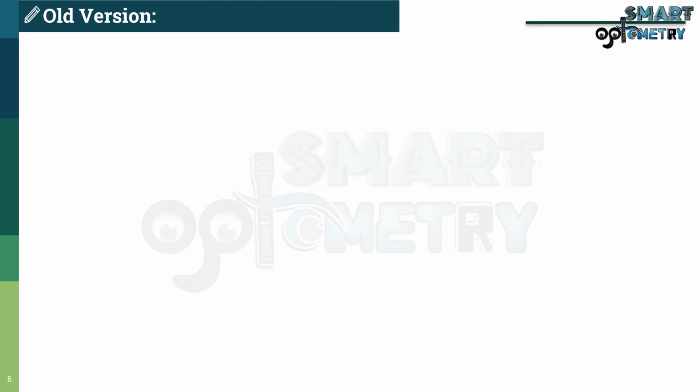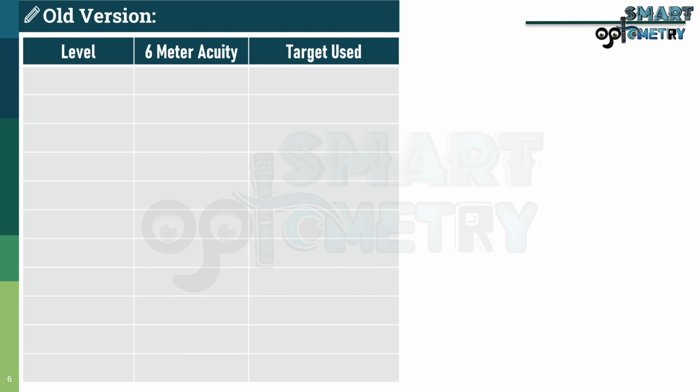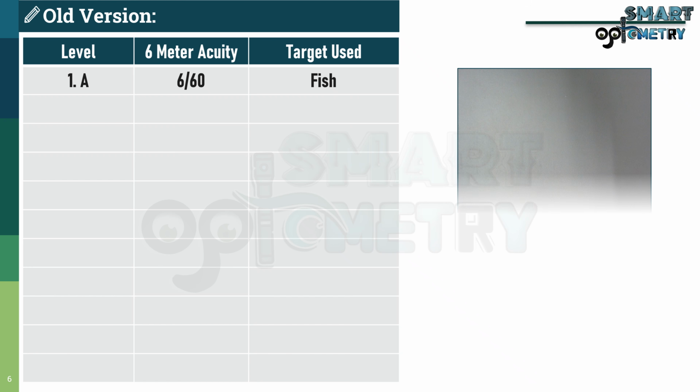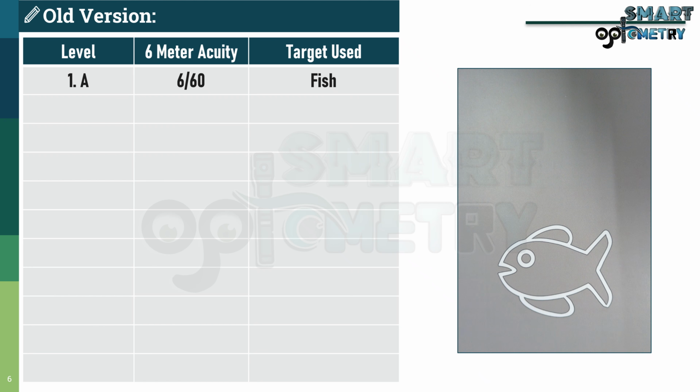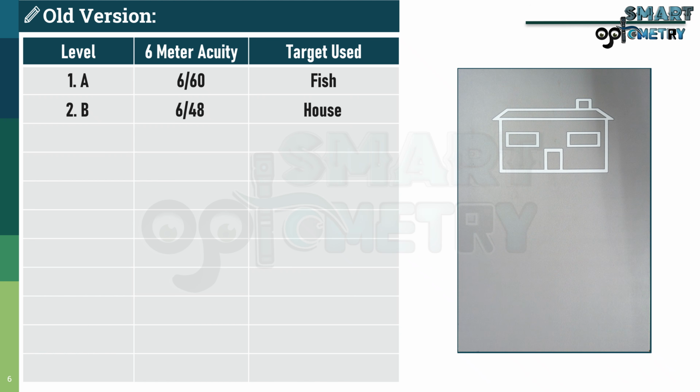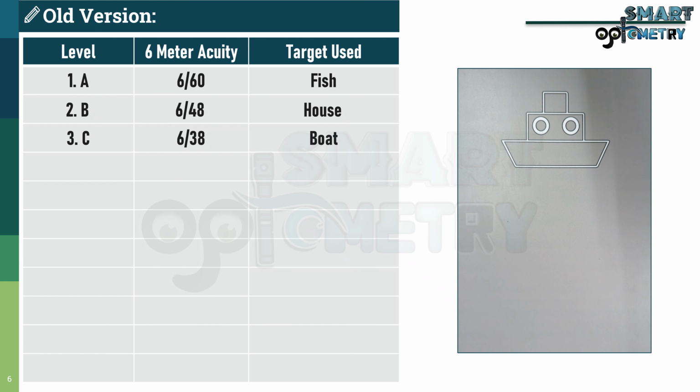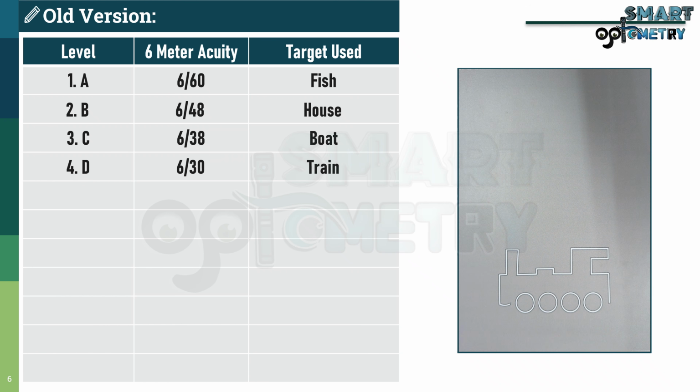Now let's know details about old version of Cardiff Acuity Card. Level 1 or A, visual acuity 6 by 60 and target used is fish. Level 2 or B, visual acuity 6 by 48 and target used is house. Level 3 or C, visual acuity 6 by 38 and target used is boat. Level 4 or D, visual acuity 6 by 30 and target used is train.